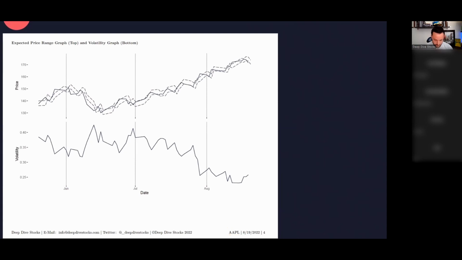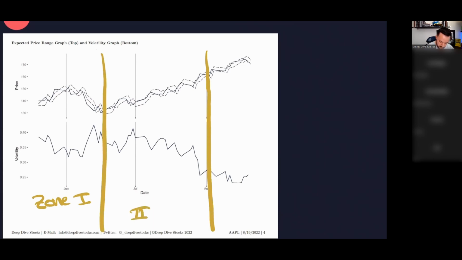Thank you. All right. So I'm going to tell you that in Apple, there are 3 distinct behaviors here. There are 3 distinct zones of liquidity. And since it's our first example, I'll point them out to you. We have zone 1, and we have zone 2 and zone 3. So now just hang out for a second. Look at those 3 zones.